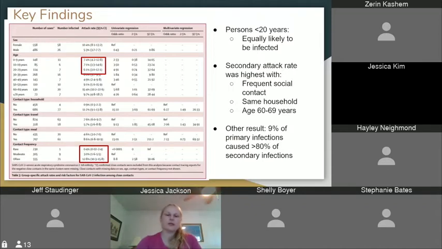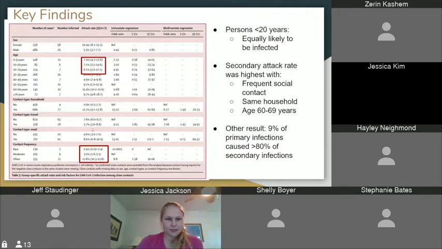And so one of the important findings here was that among persons under 20 years, these people were actually equally likely to be infected as compared to the rest of the population. There was a bit of an overrepresentation in the secondary attack rate among 60 to 69-year-olds, as you can see here with the 15.4%. So it does look like those people were a little bit more likely to become ill afterwards.